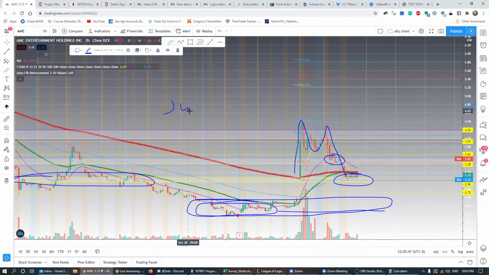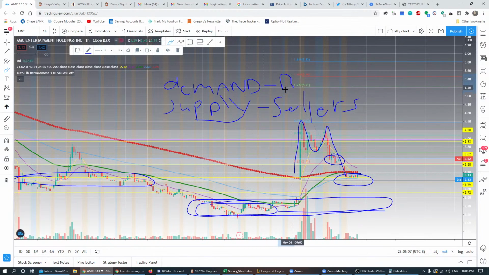Supply is sellers. Demand are buyers. If we broke down the demand zone, yes, I grab puts and I'll short it down here, because that would be my price target. I'll be looking for where to cover, and this place looks like a good area to cover.